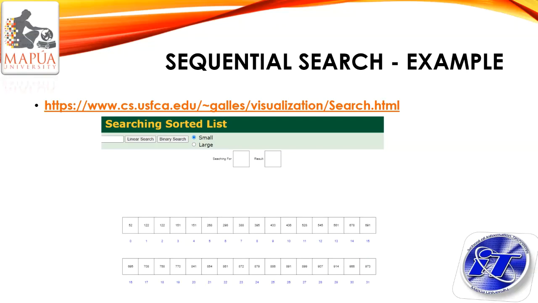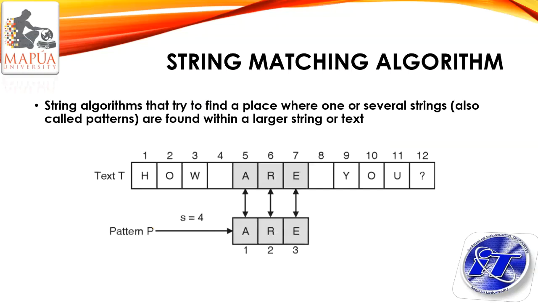Okay, so now let's proceed with the string matching algorithm. String matching is basically looking for a word or a pattern in a set of text. So for example, we have a text T, which is composed of how space are space you question mark. And we're going to look for the pattern P, which is are. So we have 3 letters for the pattern: A, R, E.